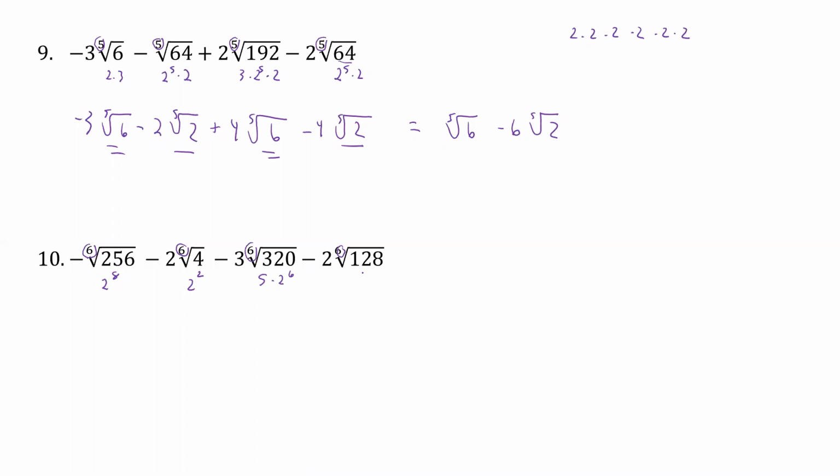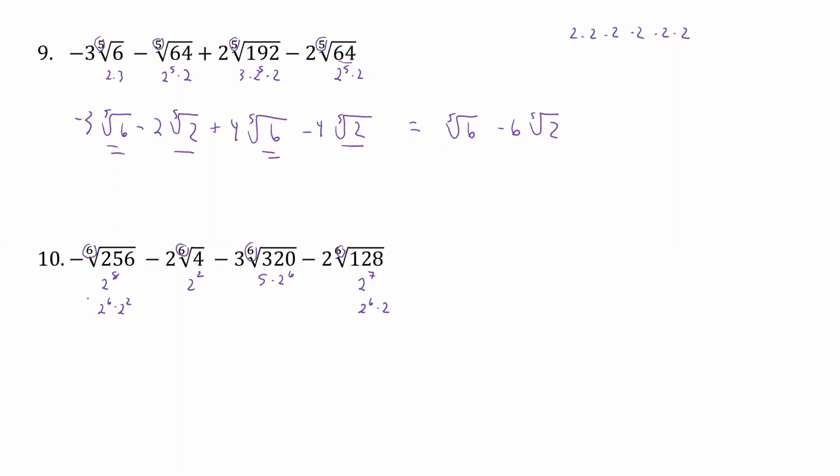And then 128, well, that's going to be 2. 64 times 2 is going to be that. So it's going to be 2 to the 7th. Okay. All right, 2 to the 8th. Well, that's going to be 2 to the 6th times 2 squared. This one is perfect. It'll break down easy. And this is 2 to the 6th times 2.